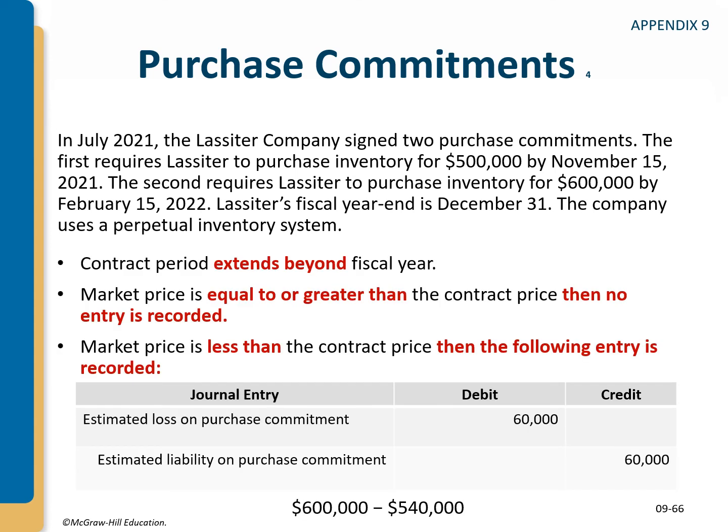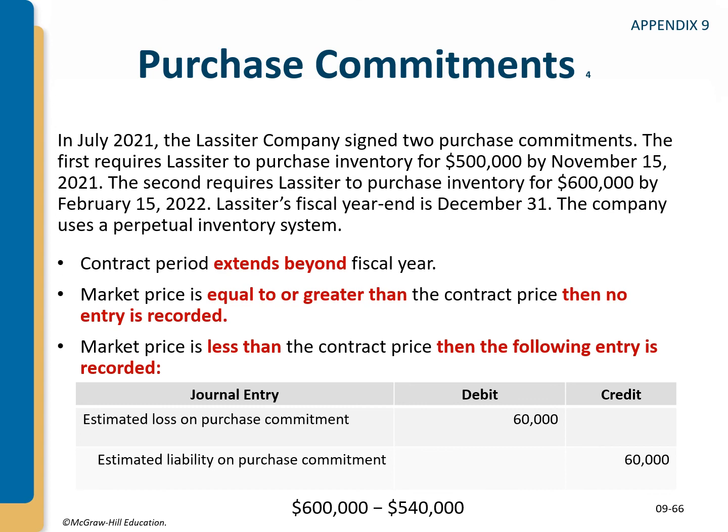What if the contract period goes beyond the fiscal year, like our second one? The second requires Lassiter to purchase $600,000 of goods next year. Well, on the last day of the year in 2021, we're going to look and see, if we had to execute that contract today, what would the market price be? The market price, if it is equal or greater to the contract price, we ignore it. We would actually be getting a deal. We're paying less than what they're selling for in the market.